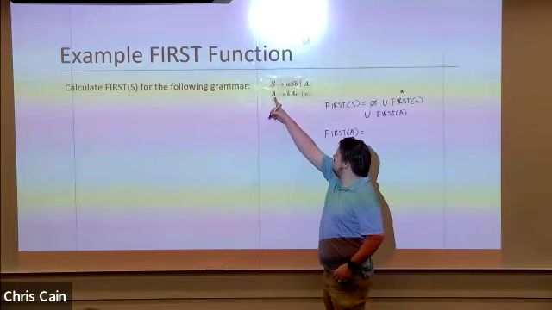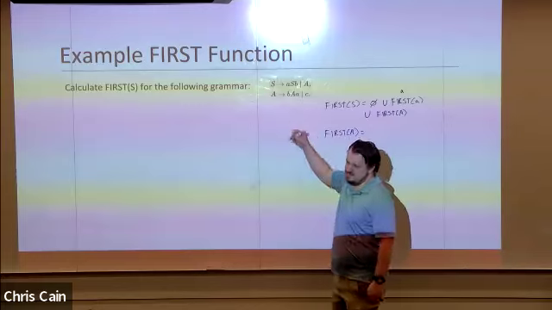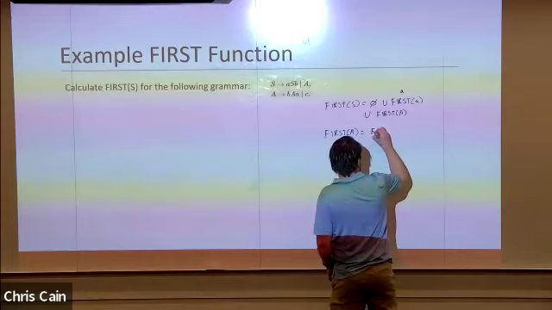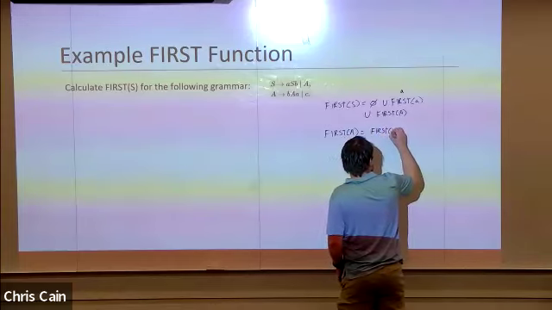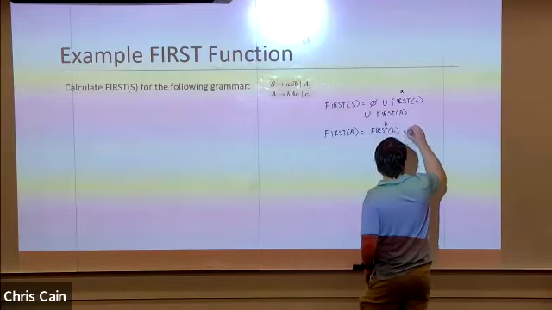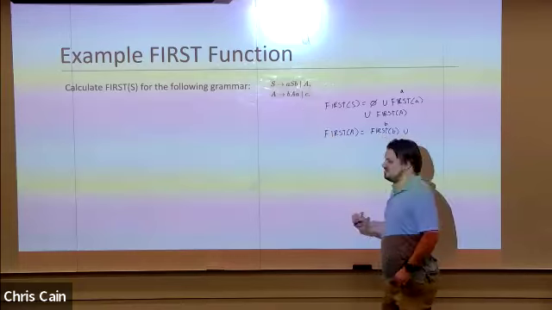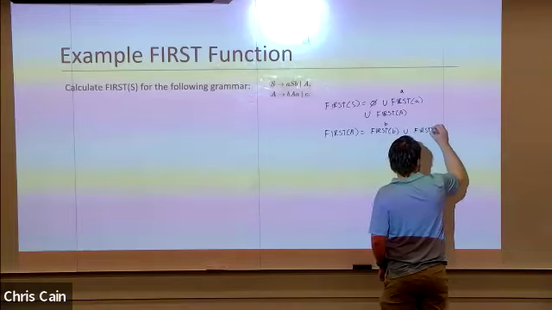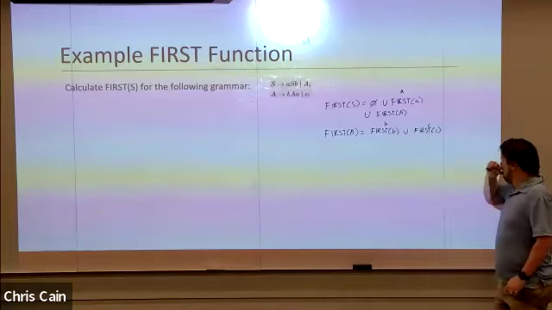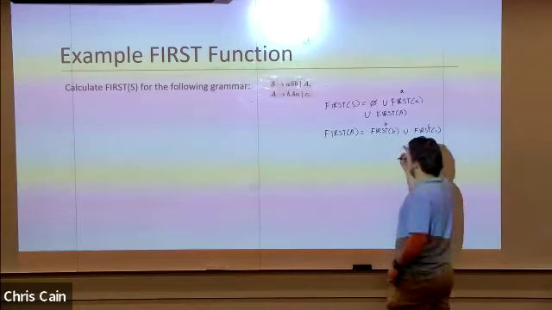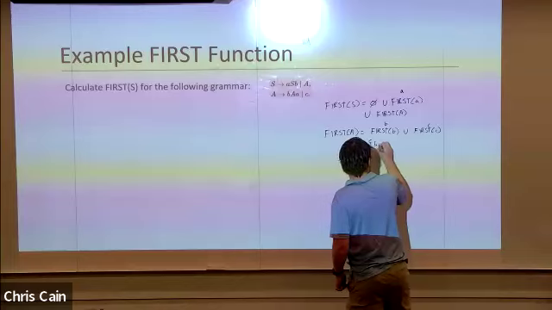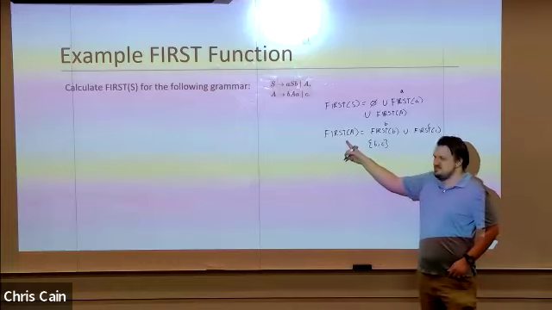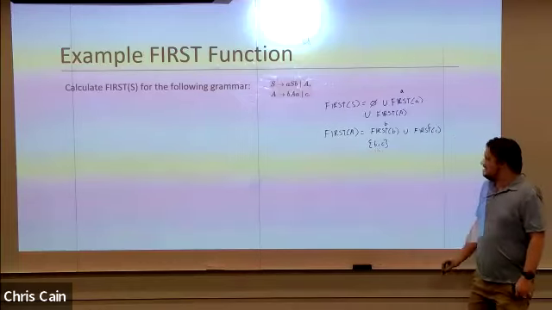So when we look at what A can become, what can it become here on the left-hand side? Just a B. So we're going to say this is first of the terminal B, which is just B, union first of the terminal C, which is just C. So now we get here the set BC. So that becomes the answer to first of A. It is the set BC.